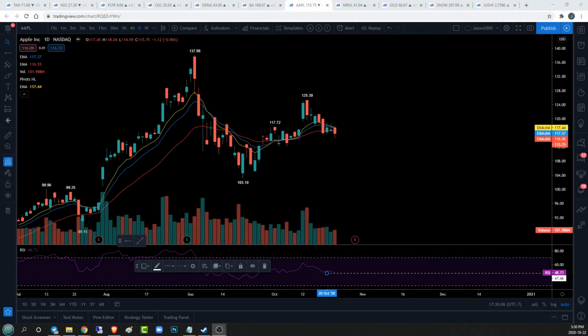Part two of our These the Stocks to Buy. Today we're looking at AAPL, MRVL, GILD, SNOW, and JUSHF. Let's get into this analysis.